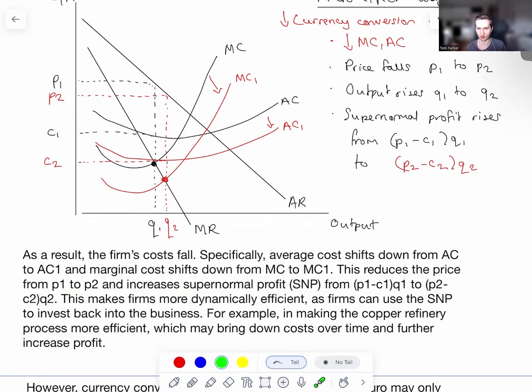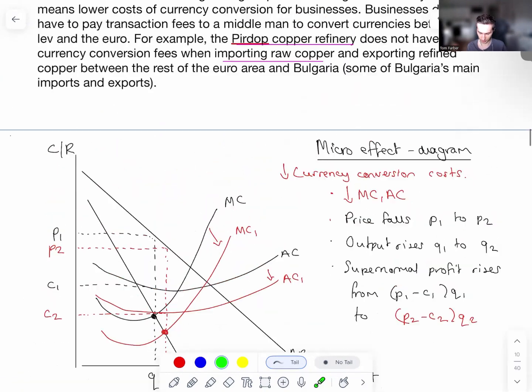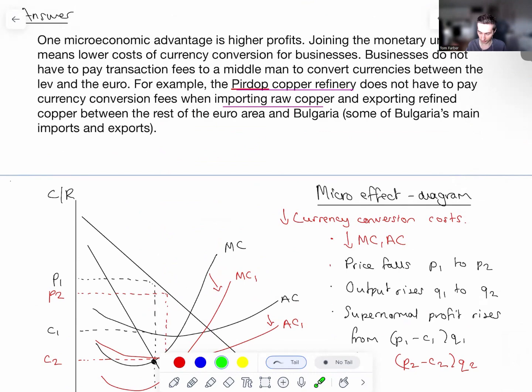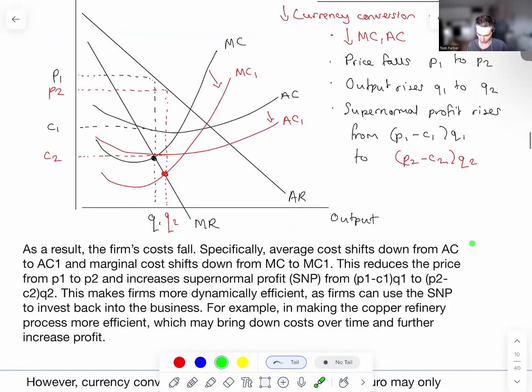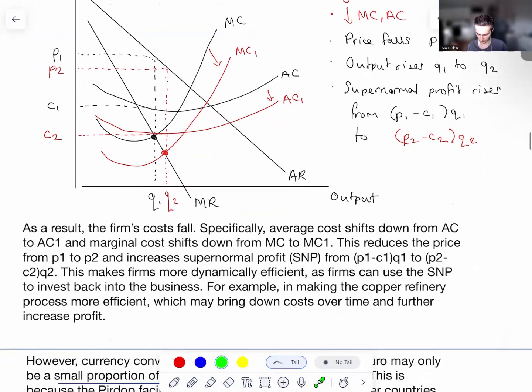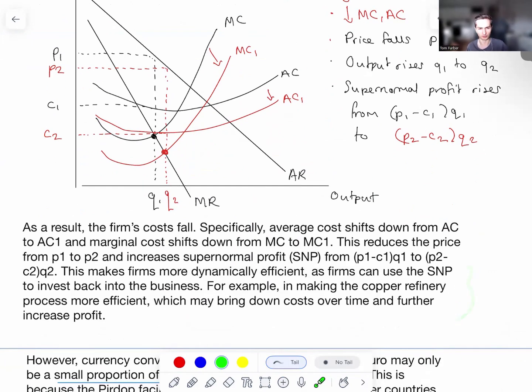So to summarize this paragraph, what I've done is I've explained in words why it would mean lower costs. I've explained the effect of lower costs in the diagram, and then I've explained one other impact beyond the diagram that this might have, dynamic efficiency.